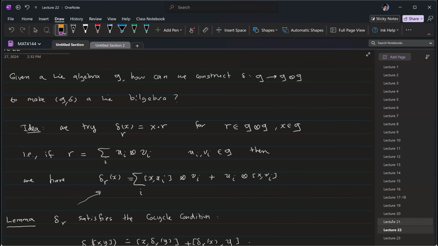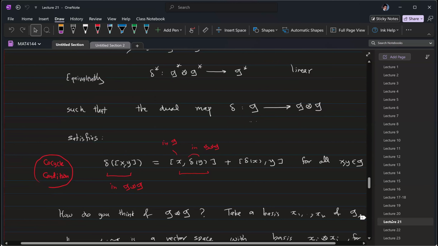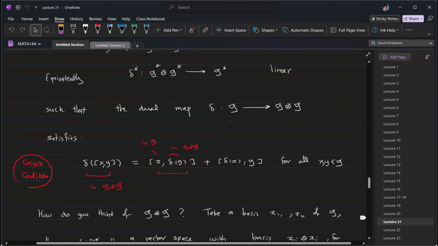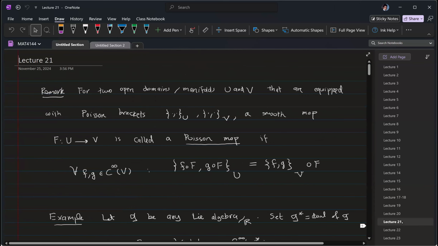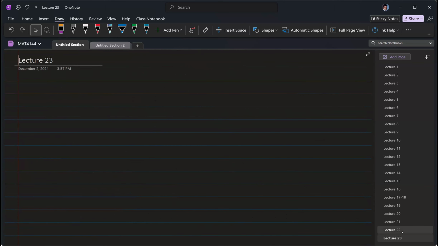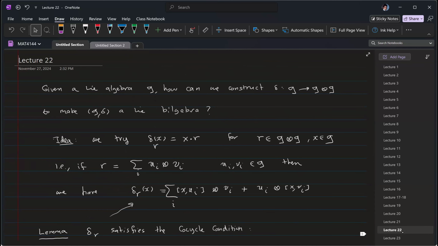Lecture 21. Okay, this is the co-cycle relation. All right, this relation describes the relation between delta and the Lie bracket of G. In other words, it describes the relation between the Lie bracket of G star and the Lie bracket of G. All right. And now the question is how to construct such deltas to make a Lie algebra indeed a Lie bialgebra.